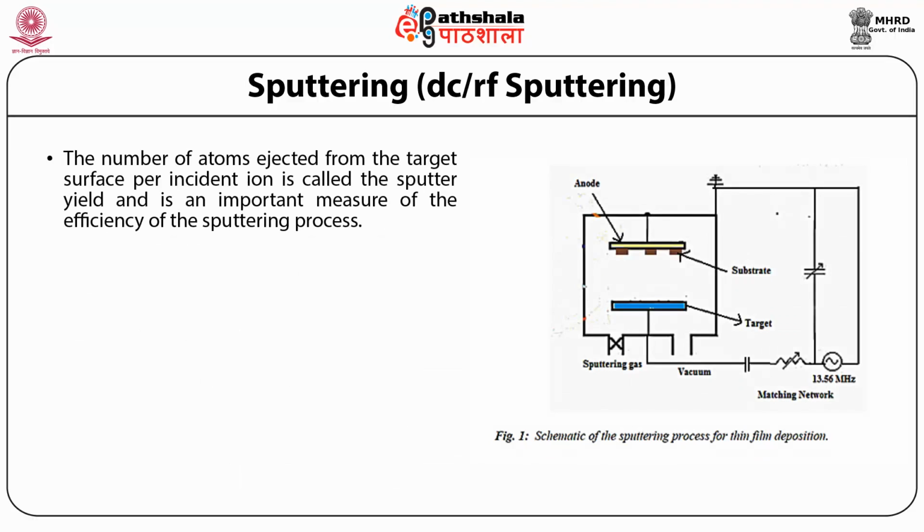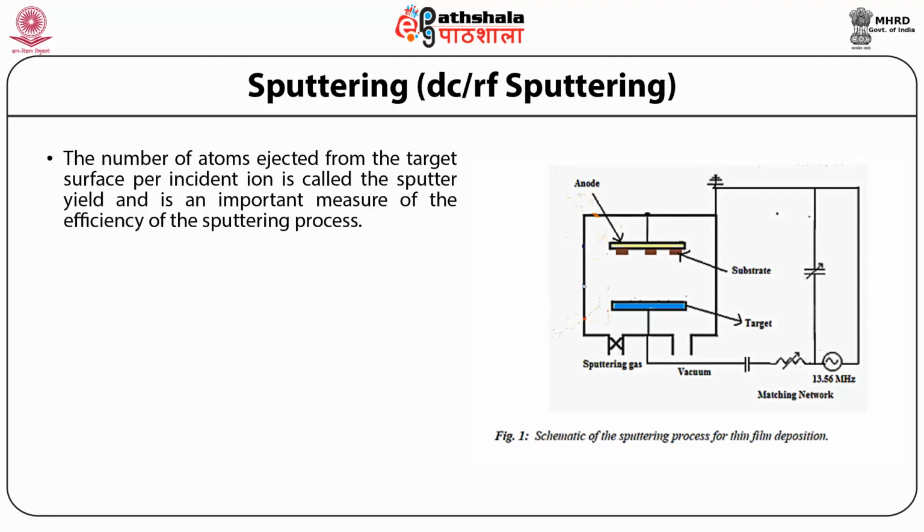The number of atoms ejected from the target surface per incident ion is called the sputter yield, and it is an important measure of the efficiency of the sputtering process.